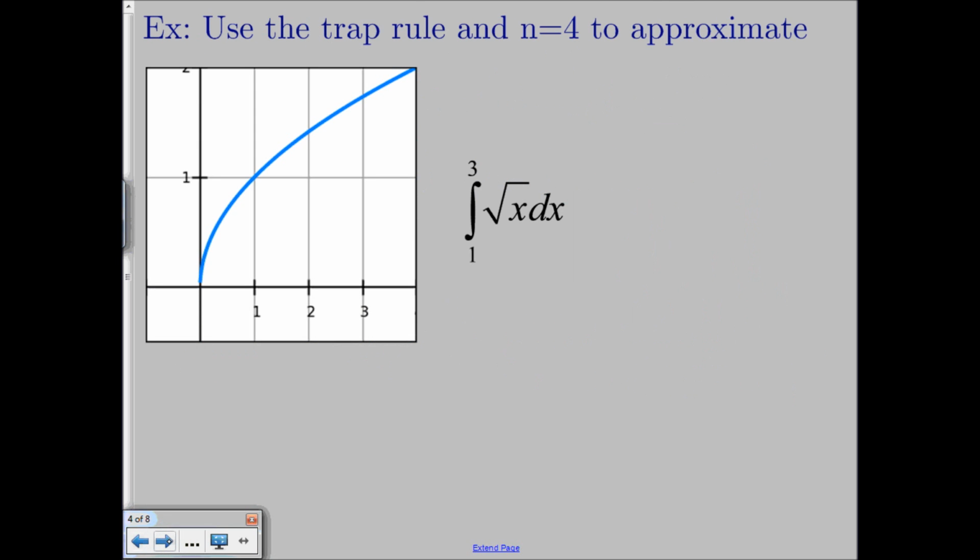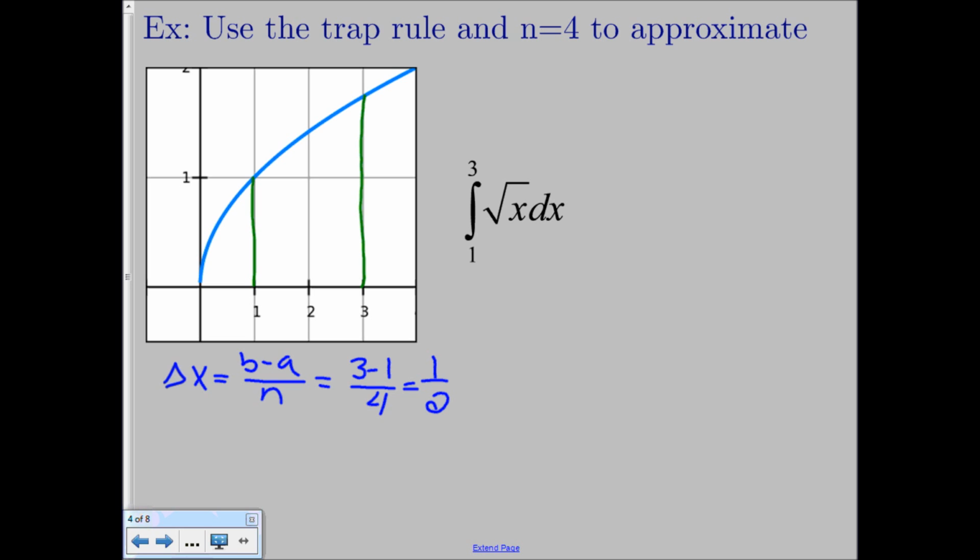Now we're going to see how this works with an example problem. We're going to use the trapezoidal rule with n equaling 4 to approximate the area under the curve from 1 to 3 of the square root of x, which is graphed over here on the left. So we want to approximate the area under here. The first thing we want to do is find our delta x. Delta x, as always, is equal to b minus a over n. So that's 3 minus 1 over 4, which is 2/4 or 1/2.